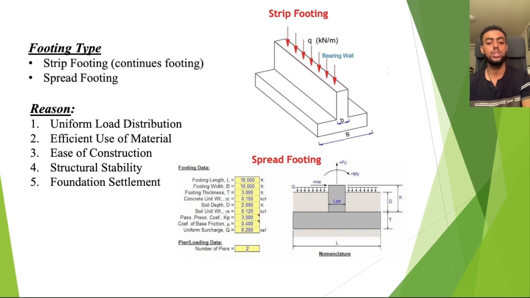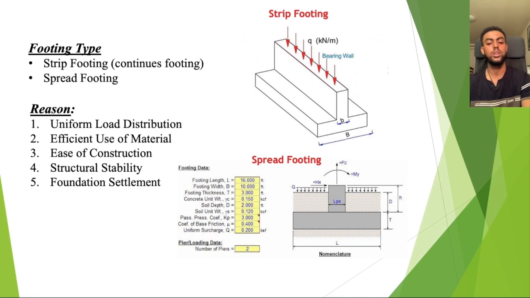The first reason is uniform distributed load. Strip footing, or continuous footing, distributes the load of the bridge uniformly along the length of the foundation, and this helps in spreading the load over a large area, reducing the pressure on the underlying soil and minimizing the risk of settlement. And the second reason is efficient use of material.